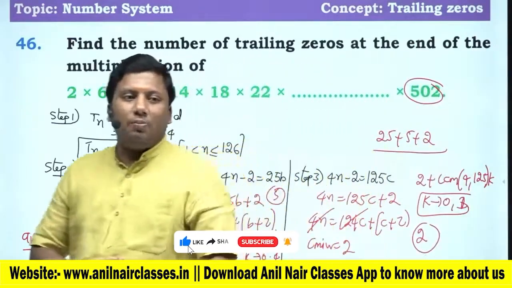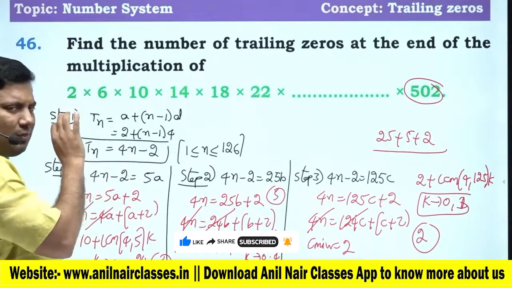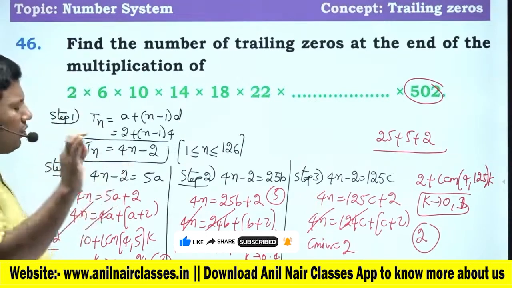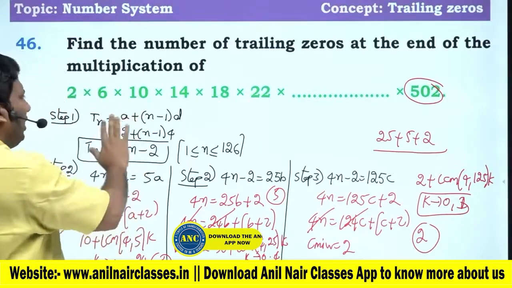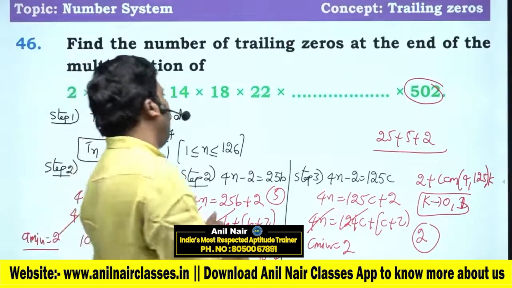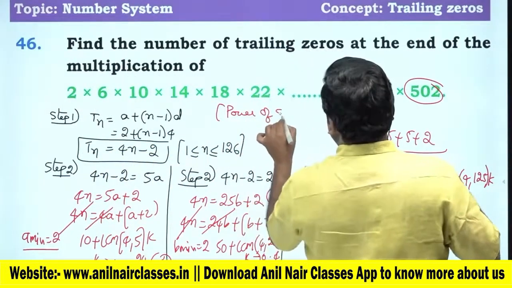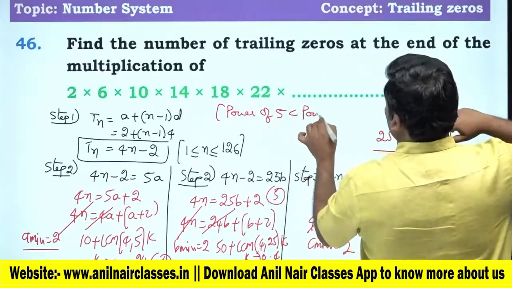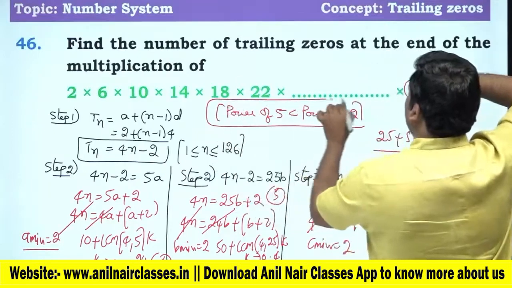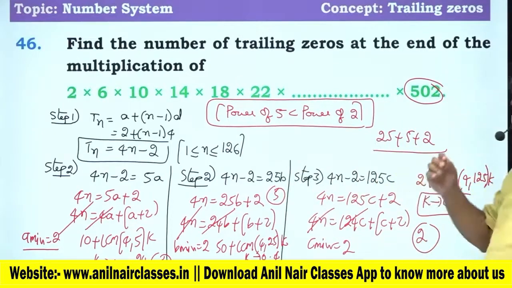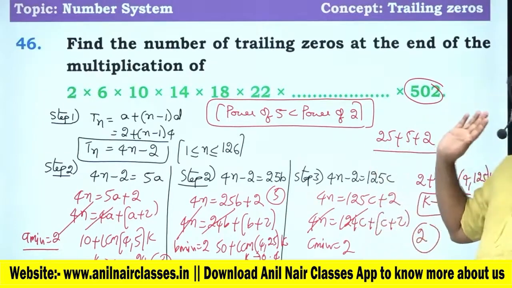Is the idea clear? I hope the idea is clear. These are some very, very good questions. You are going to learn some wonderful questions in trailing zeros session number 2. Tn is equivalent to a plus n minus 1 into d. The entire central idea is that the power of 5 is less than the power of 2. That is the reason I am just checking the powers of 5: 5a, 25b, 125c. Remaining is 625. Upper limit is 502.